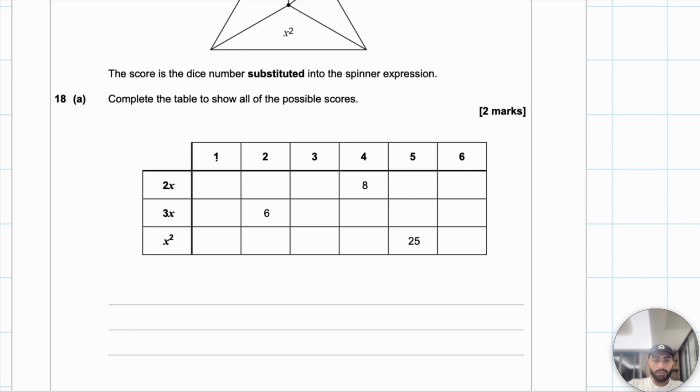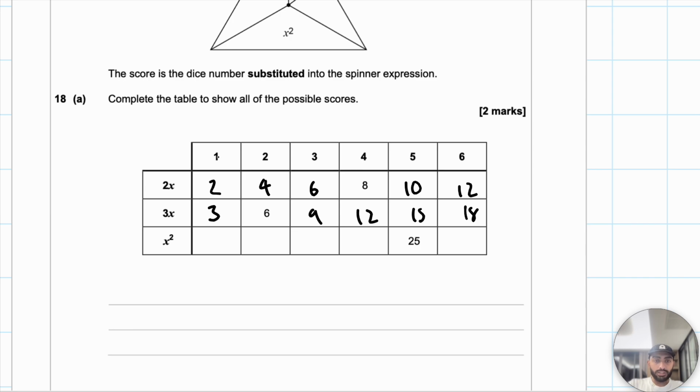So whenever I roll a 1 and I substitute it into 2x, what do I get? 2 multiplied by 1 is 2. 2 multiplied by 2 is 4. 2 multiplied by 3 is 6. You can see the expression 2x just gives me 2, 4, 6. It's my 2 times table, so this would be 10 and this would be 12. For 3x, this would just be my 3 times table: 3, 6, 9, 12, 15, and 18.